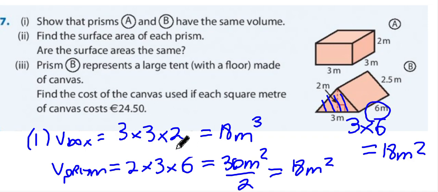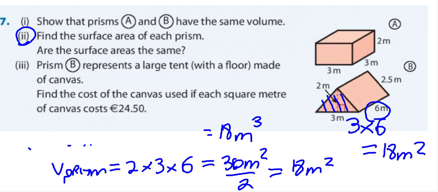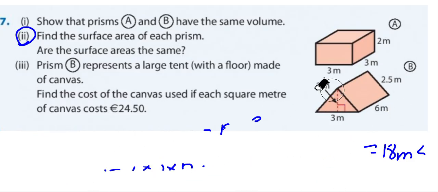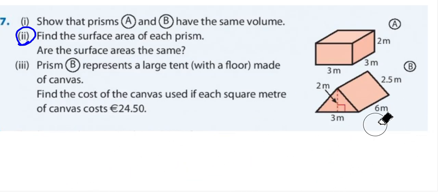Now, what does it want me to do next? It wants me to do the prism. Prism B represents a large tent. Oh, are the surface areas the same? So part 2, they want me to find the surface area of each one. So we know the volume's the same, but is the surface area the same? Let's find out.